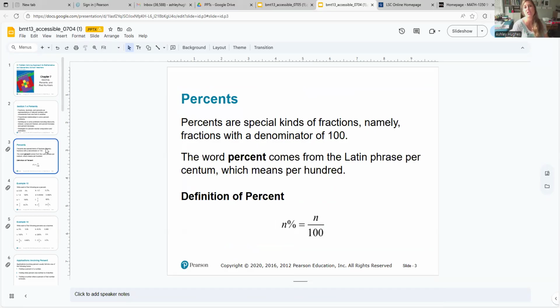Percents are special kinds of fractions. Namely, they're fractions where the denominator is 100. The word percent actually comes from the Latin phrase percentum, which means per 100. So whenever we talk about percent, if we say 70%, we mean 70 out of 100. We say 30%, we mean 30 out of 100.